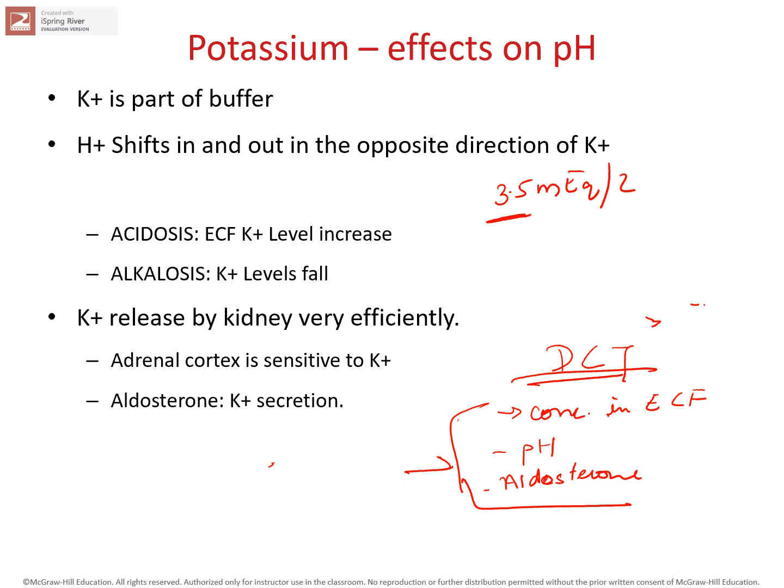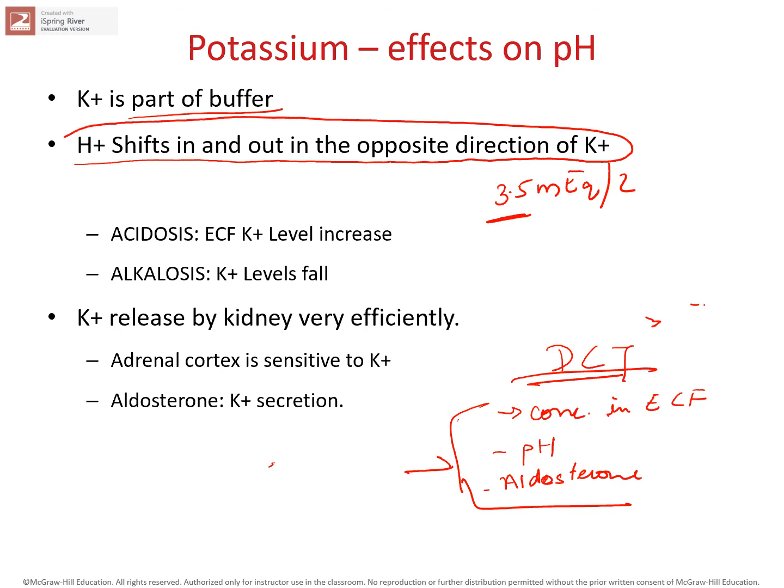Now, like I said, potassium is very, very important. It's an important part of the buffer. The hydrogen ion shifts in and out in the opposite direction of potassium. So if potassium goes in, hydrogen ions go out. Okay, and this happens to allow maintenance of cation balance, to maintain the balance of the positive charges.